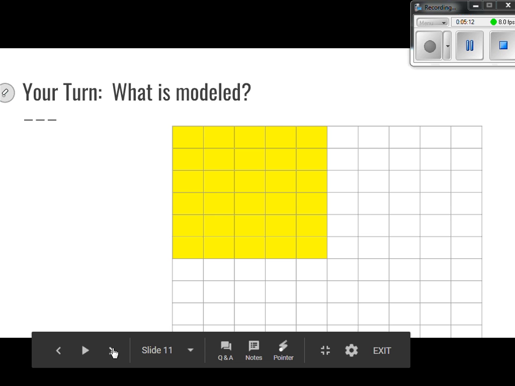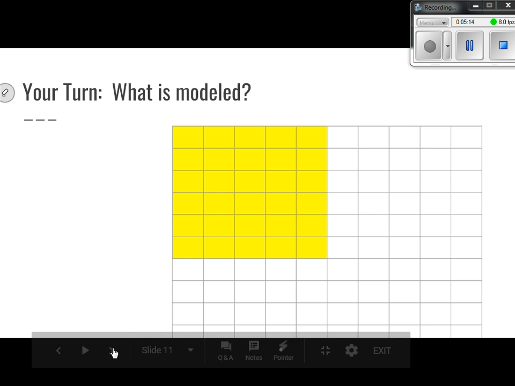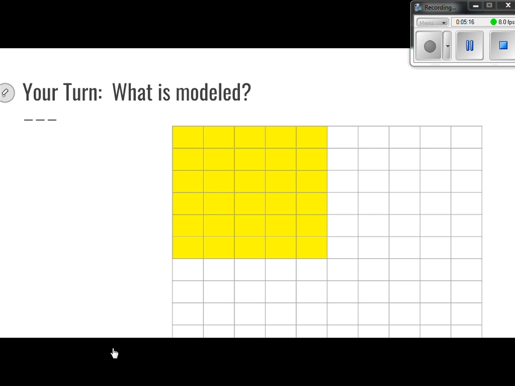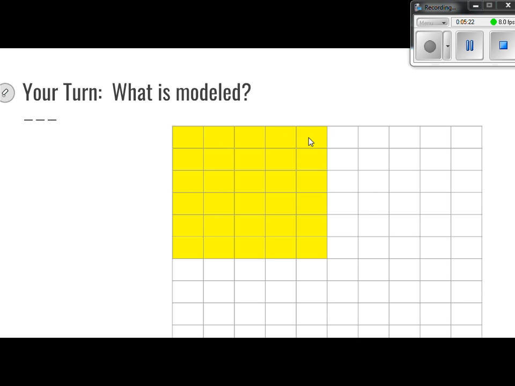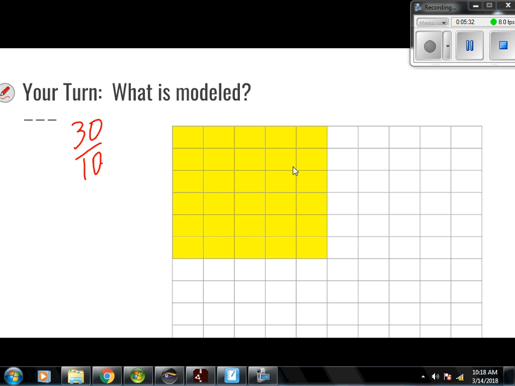Okay, what's modeled here? Now this isn't just each column, so you might have to actually count an array here. We have 1, 2, 3, 4, 5 times 1, 2, 3, 4, 5, 6 spots. So 5 times 6 is what? 30. 30 out of 100. Okay, or 30 hundredths. We could also write this as 3 tenths. Those would be equivalent.